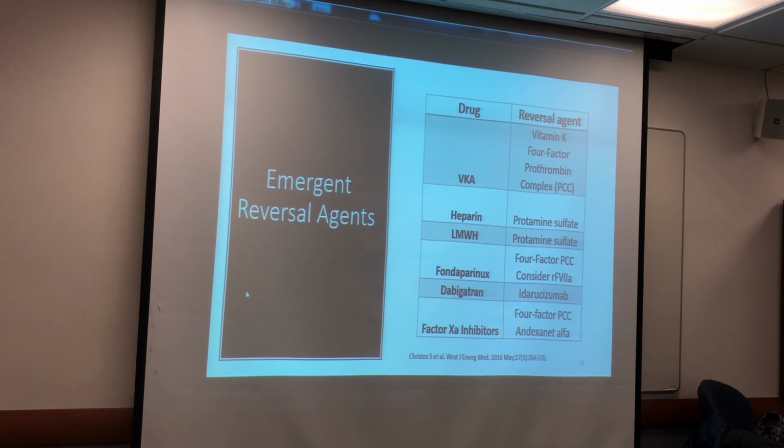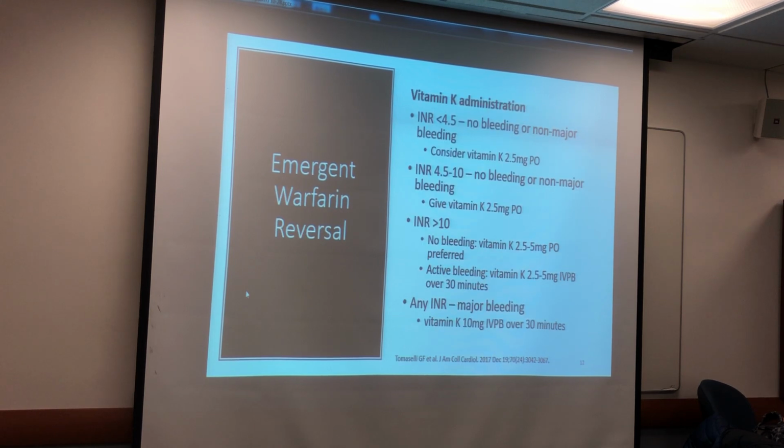So this is kind of a summary of the emergent reversal agents that are used to reverse specific anticoagulants that we're going to go through in detail in the coming slides. So we're going to start with emergent warfarin reversal. As it is a vitamin K antagonist, vitamin K is the antidote for this medication. This is the true antidote, whereas other products that are used in this setting are really temporizing measures to help control bleeding or replenish the coagulation factors.